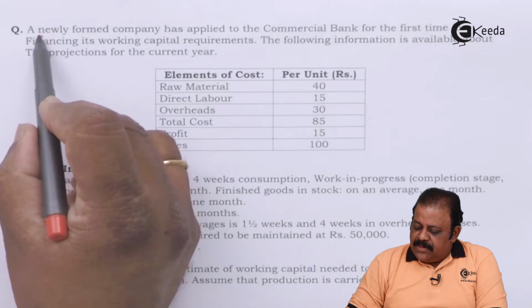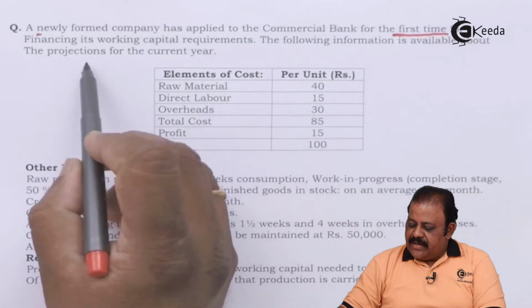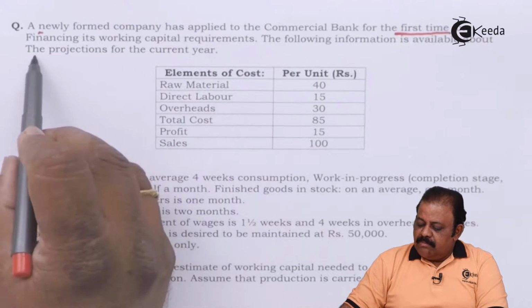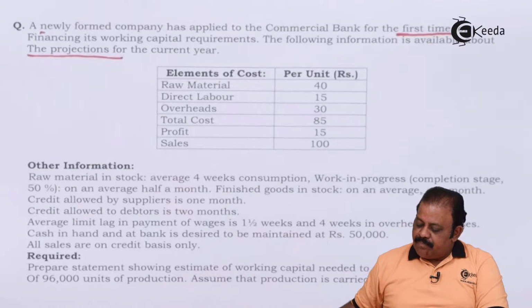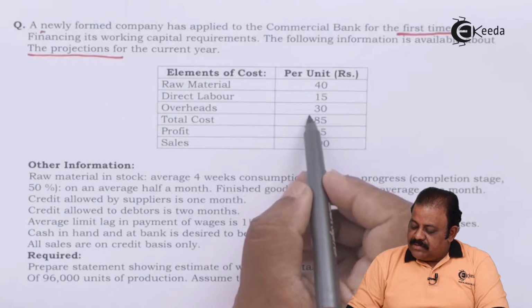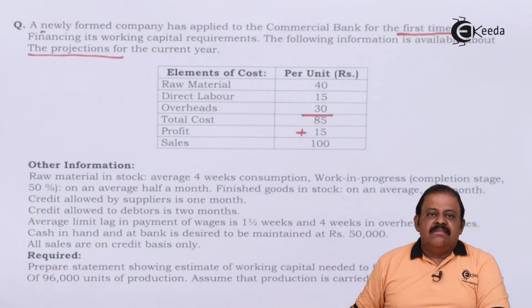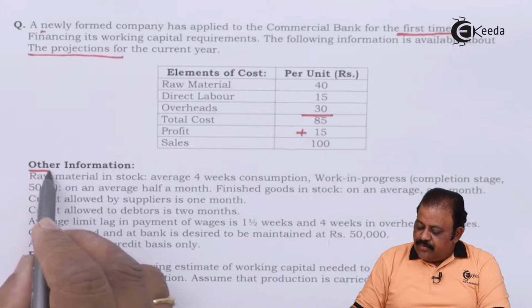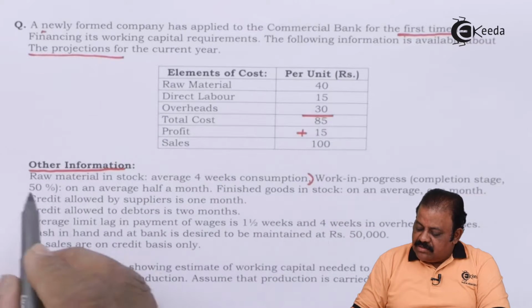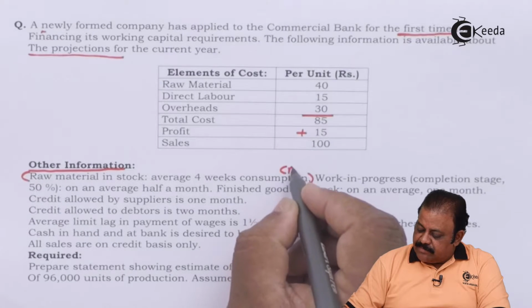A newly formed company has applied to a commercial bank for the first time for financing its working capital requirements. The following information is available about the projections for the current year. Raw material per unit 40 rupees, direct labor 15 rupees, overheads 30 rupees, total cost 85, profit 15 rupees, thereby sales is rupees 100. Other information: raw material in stock on an average 4 weeks consumption. This is information of average stock of raw material. This will become part of current asset.